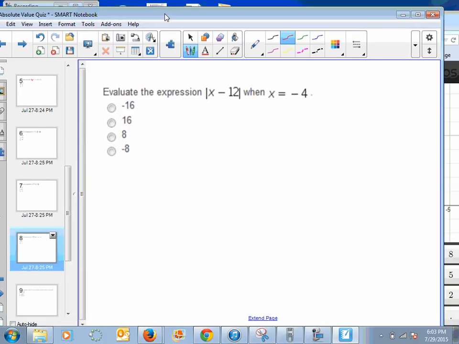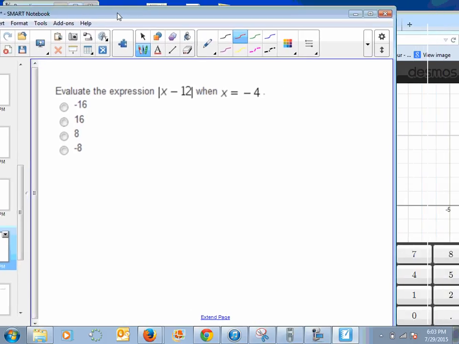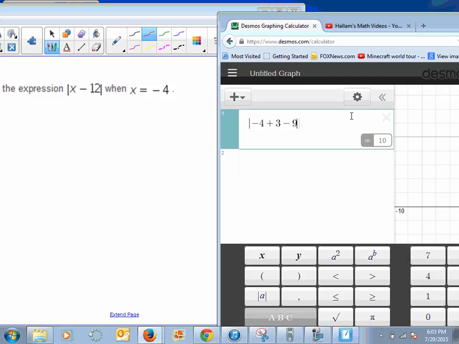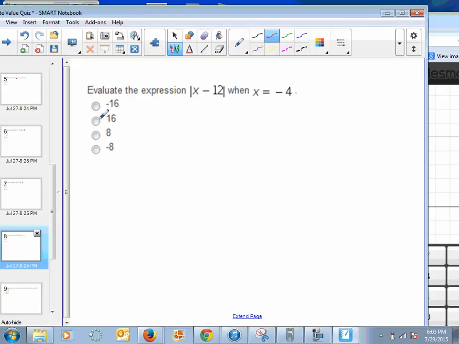All right, evaluate the expression x minus 12 when x is equal to -4. Okay, it looks a little more complicated, but it's actually not. We can still come over here. We're going to go with our absolute value. Now, instead of this x right here, we're going to put that -4 in there. So we're just going to say -4 minus 12, 16. And there we go. There's our 16.